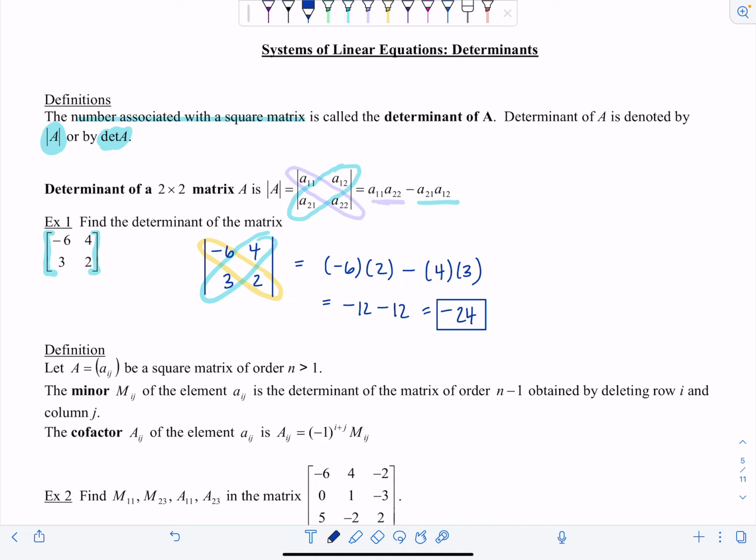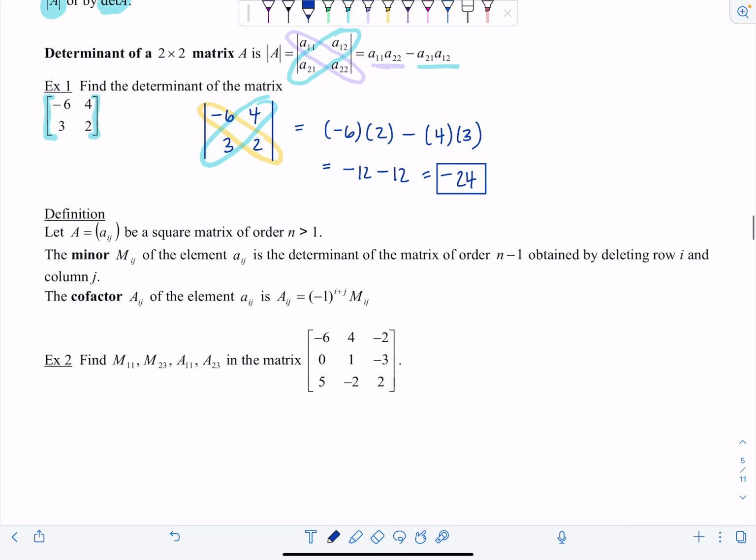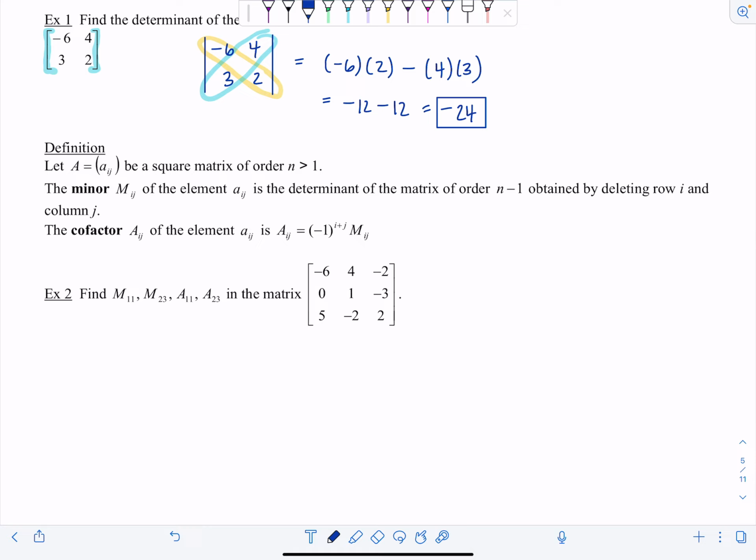The significance of the determinant and how we use it will be studied later on. Right now, let's just focus on computing it, okay? So 2 by 2 matrices, not hard to find their determinants. What about when you have a 3 by 3 matrix? Well, we need a little extra terminology before we can talk about how to find those determinants. Say we have matrix A. Remember, it needs to be a square matrix, and it's of order n greater than 1, and we're labeling all the entries like I labeled that 2 by 2 matrix above.